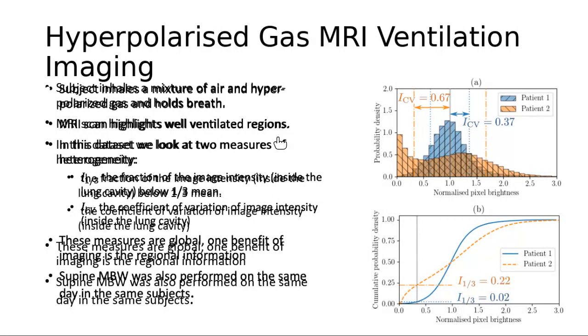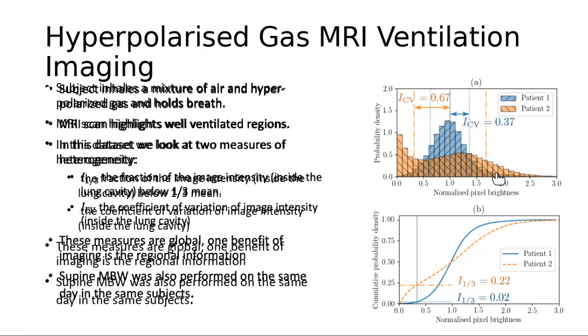An example of some of the measures we're going to use to quantify those scans in this study are one we've called ICV, which is the coefficient of variation of the image intensity, so the pixel brightness, and I 1/3, which is the fraction of the pixel brightness that's below a certain threshold. So this one's kind of the width of these distributions.